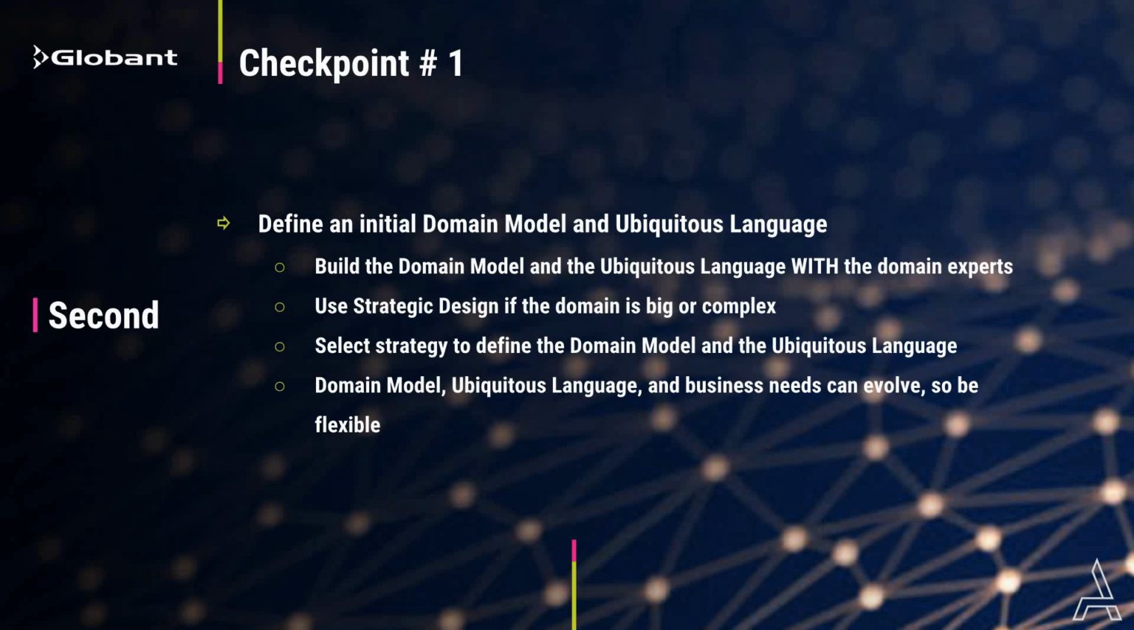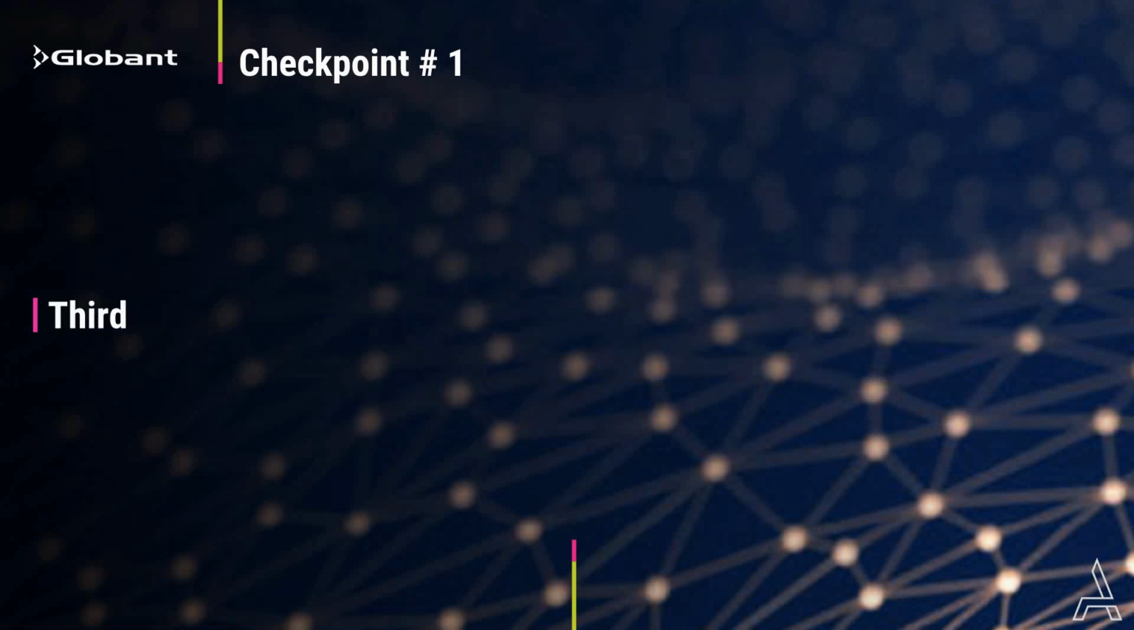Domain model, ubiquitous language, and business needs can evolve, so be flexible. Remember that it's almost impossible to have total clarity of the domain and the business needs at the beginning of the project. So, when you are defining those artifacts for your solution, you don't need to have a total understanding of everything. You should only have just enough clarity to start.